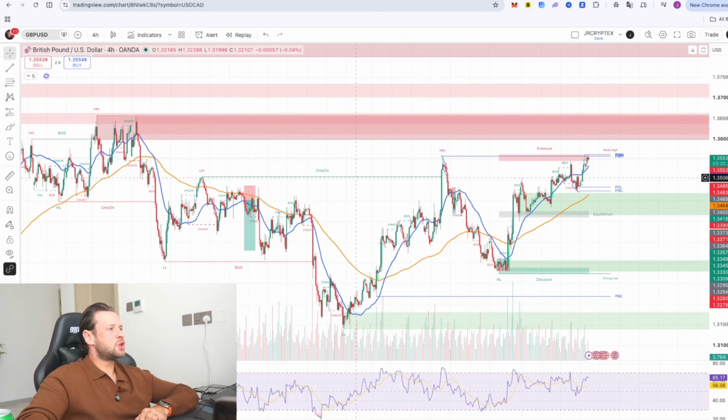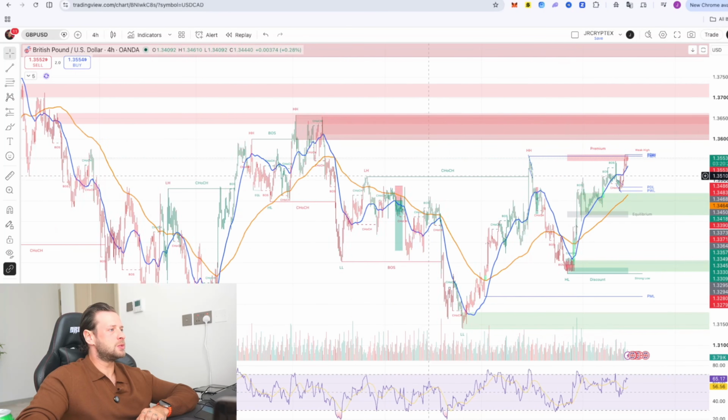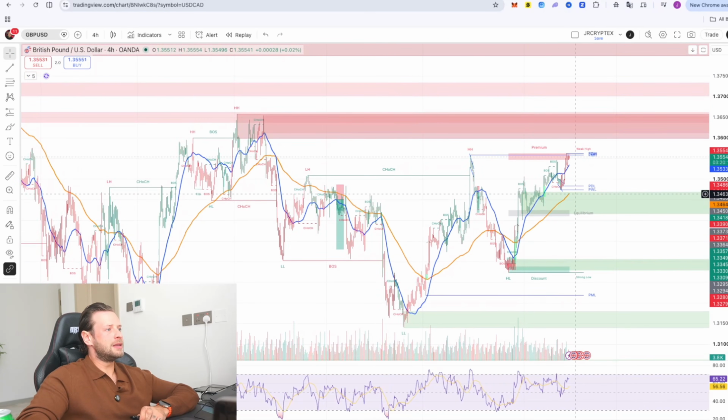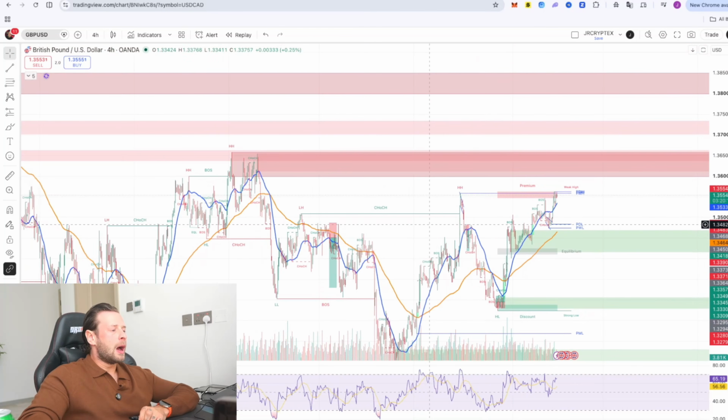As you can see, we've had a massive change of character here. We've come back, we've then headed back up to the upside, and we seem to be kind of ranging at the moment between here and around these levels there. So we've got a lot of sideways movement at the moment.